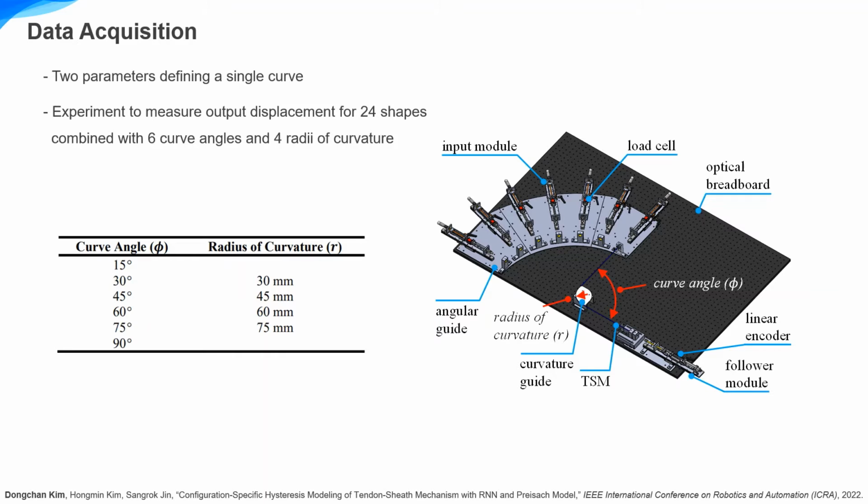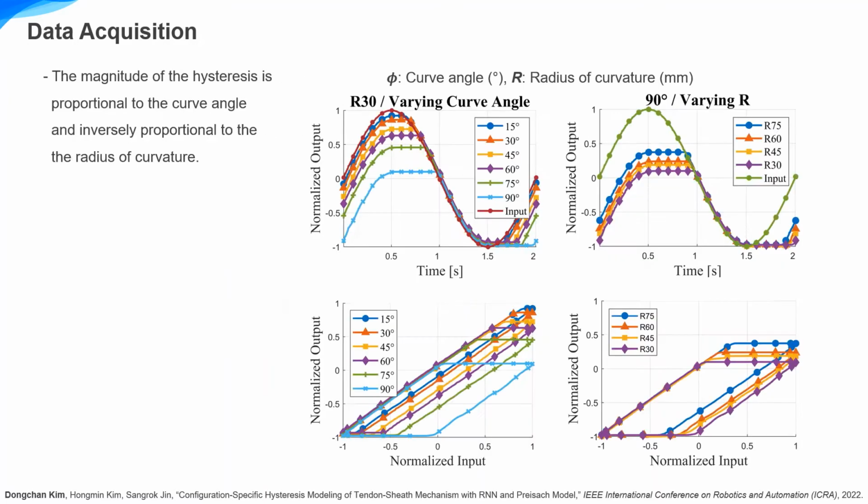Experiments were conducted to measure the output displacement according to the input signal for 24 shapes combined with 6 curve angles and 4 radii of curvature shown in the table. The picture on the right is the experimental setup. From the experimental results, the magnitude of hysteresis is proportional to the curve angle and inversely proportional to the radius of curvature.